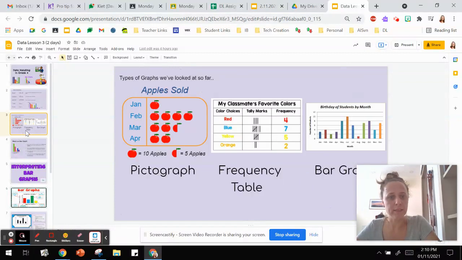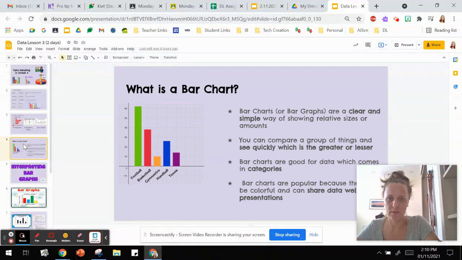Last week, we looked at pictographs and frequency tables, and now we're going to be looking at bar graphs. Well, what's the point of a bar graph? A bar graph is clear and simple. I very clearly can see which one is the most and which one is the least. Football is clearly the most, gymnastics is clearly the least. I have clear categories, and it's pretty. It's easy to see in a presentation.